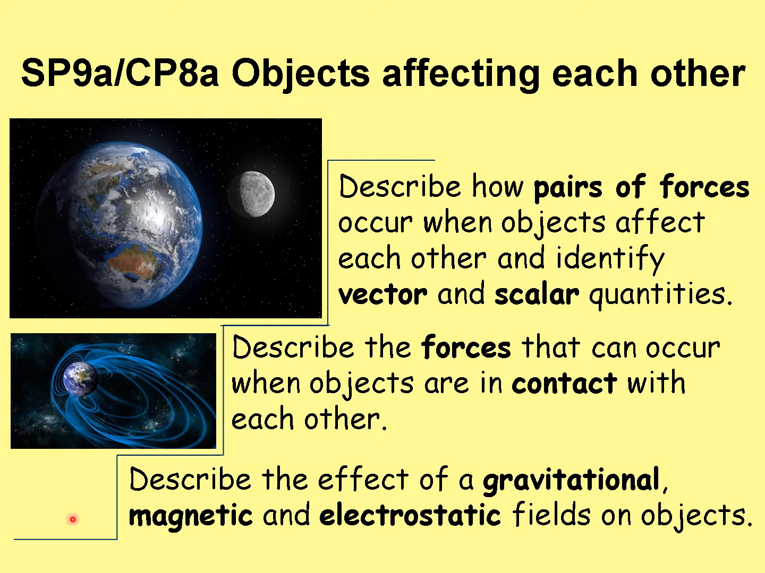We will be recapping the difference between Newton's first law and Newton's third law, and looking at vectors and scalars very briefly, just recapping that. It is in paper 1, but it also appears in paper 2, so it needs to be revised for both paper 1 and paper 2.